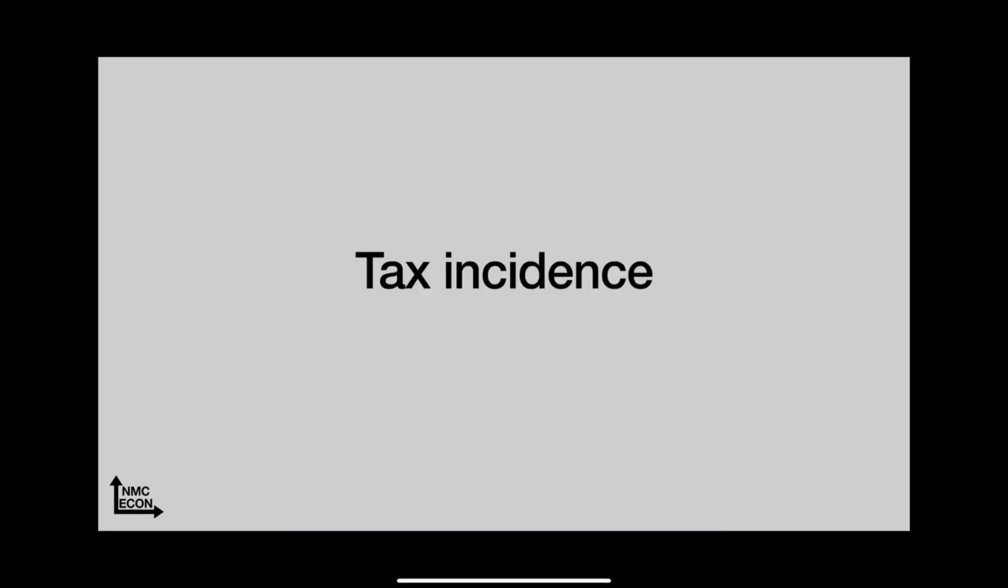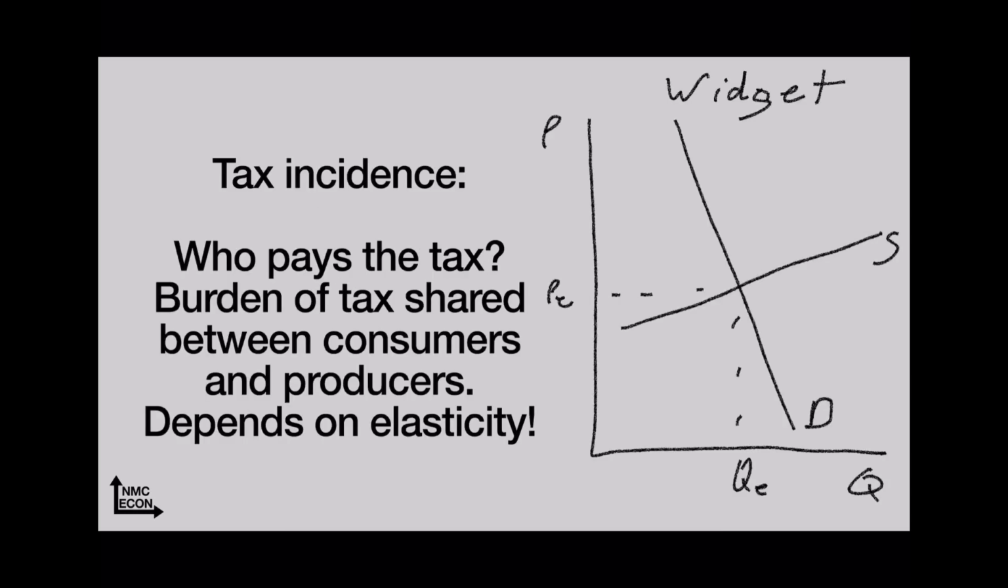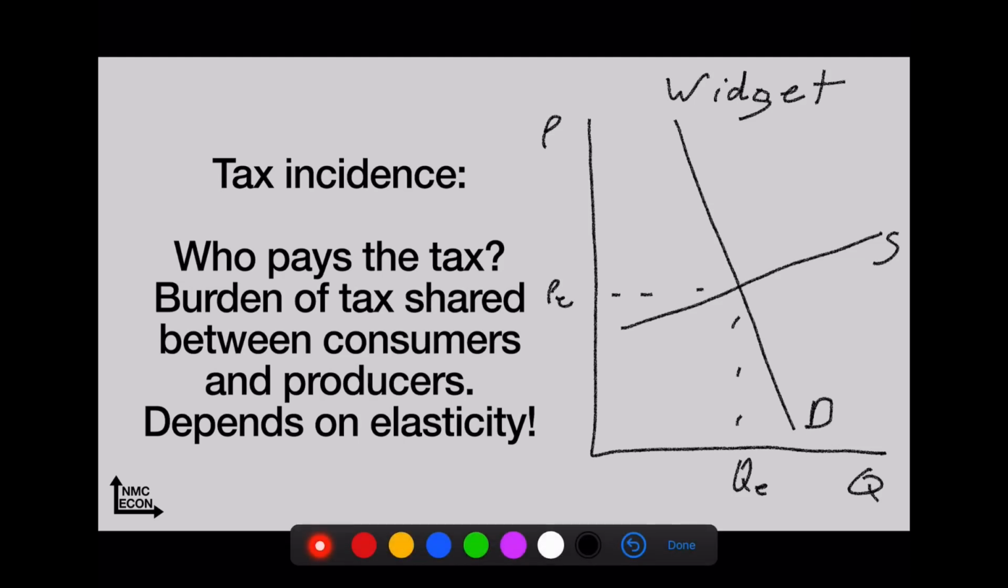Tax incidence. Tricky concept. Who pays the tax? This is what tax incidence is all about. It's the burden of tax shared between consumers and producers, and it depends on elasticity, which we'll define soon. So, if we put a tax in this market on the producers of it, who's going to pay more of the tax? We'll call this S sub T, for S with the tax.